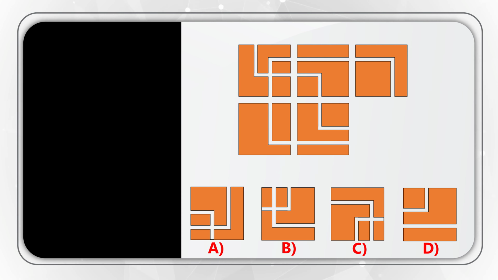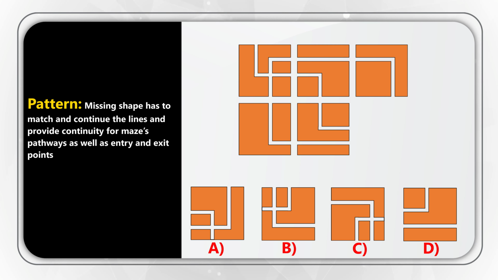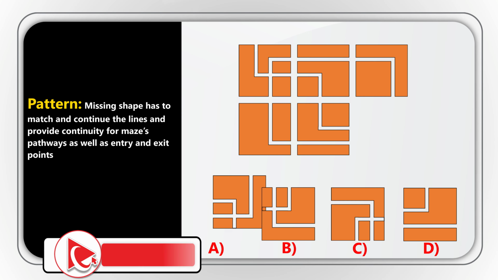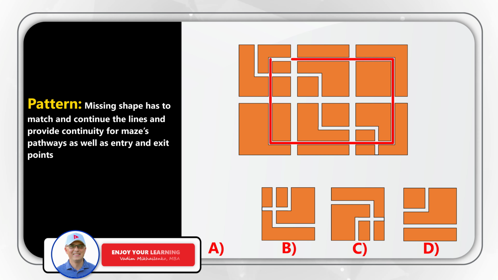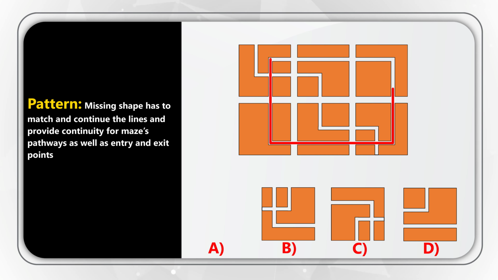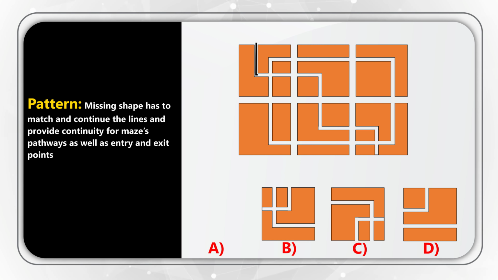To build the correct maze, the missing shape has to match and continue the lines, as well as provide the continuity for the maze's pathways, as well as exit and entry points. Once we put shape A in place, you can see that we can continue the pathway from top to the bottom, and then continue the horizontal pathways from left to right on both middle pathways, as well as the most bottom pathway.